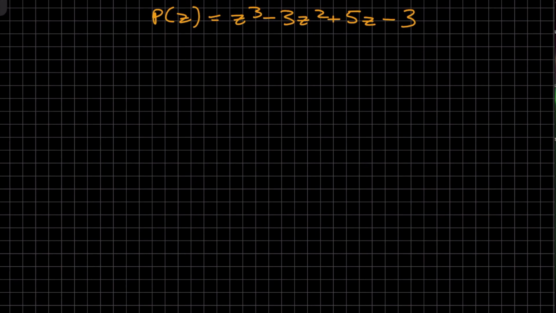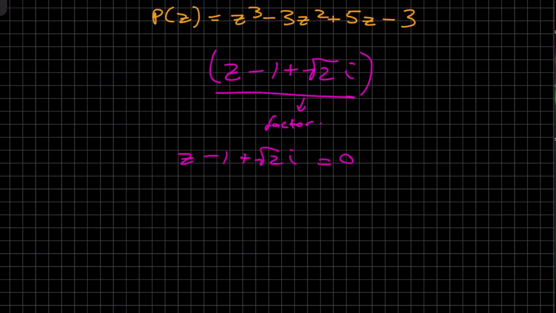Now, if we have a polynomial, z³ − 3z² + 5z − 3, and we go to solve this equation, we actually find that z − 1 + √2i is a factor of this complex polynomial. If this is a factor, then we can use our null factor law to find a solution to this equation. So putting this into our null factor law, we would get z − 1 + √2i = 0. And if we rearrange for z, then we would get z = 1 − √2i.